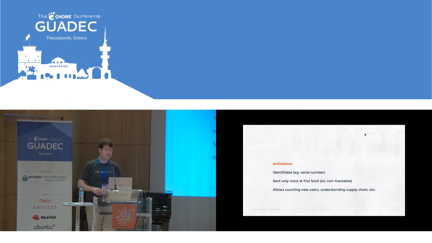So we have basically three types of metrics. We have activations, which are sent once per machine. They are identifiable, they have a serial number, but they're sent only once. So there's no way to correlate or track that because we never send that information in any other form at any other time. This allows us to know which make and model of machine turns up where in the world. How does our supply chain work? How long does it take? Where is the inventory going? This is also a request from some of our partners that they could see some of this information for their products.